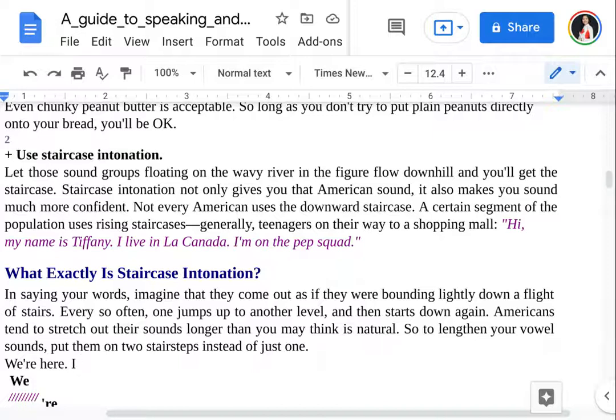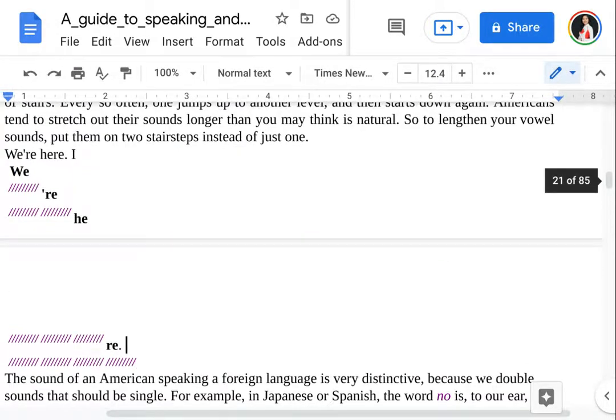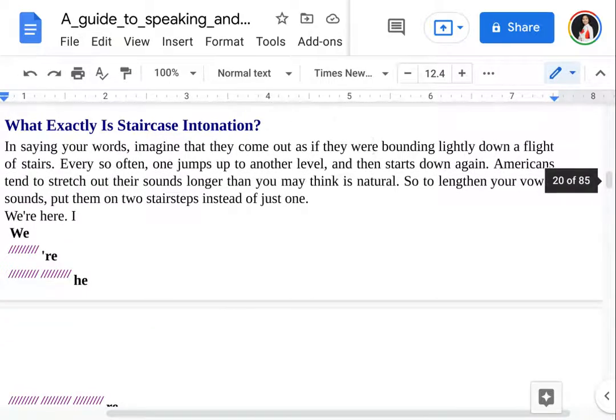What exactly is staircase intonation? In saying your words, imagine that they come out as if they were bounding lightly down a flight of stairs. Every so often, one jumps up to another level and then starts down again. Americans tend to stretch out their sounds longer than you may think is natural. So to lengthen your vowel sounds, put them on two stair steps instead of just one. Instead of "we're here," say "we're here."